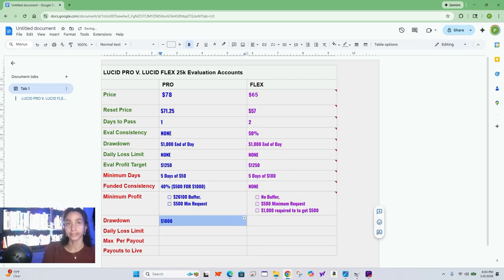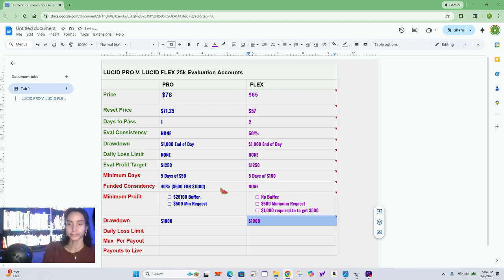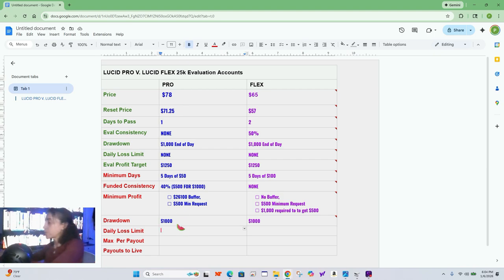And that's an end of day drawdown. So we don't even have to worry about intraday drawdown with Lucid, at least not for these accounts. Daily loss limit, there is none. So no daily loss limit, no soft breaches.